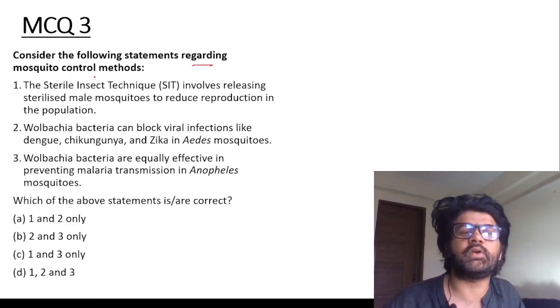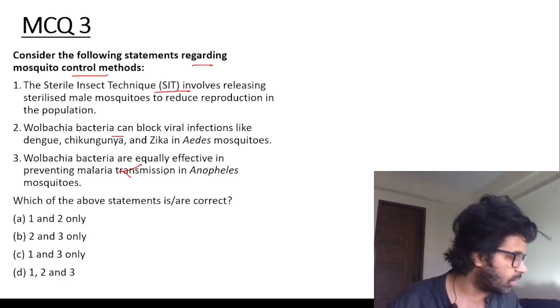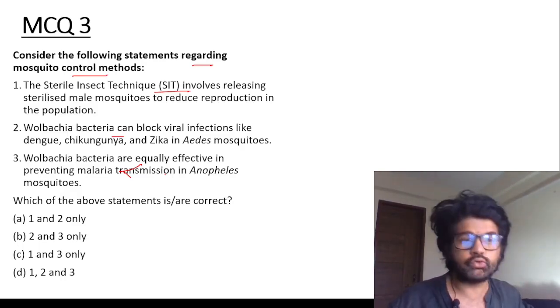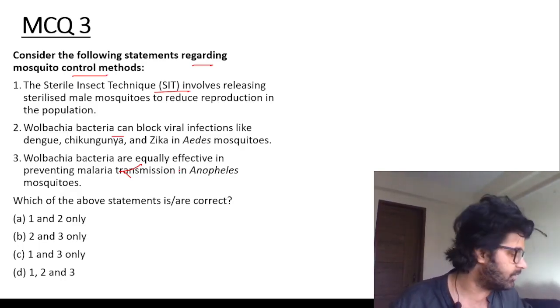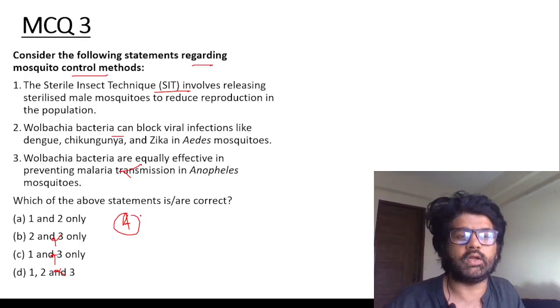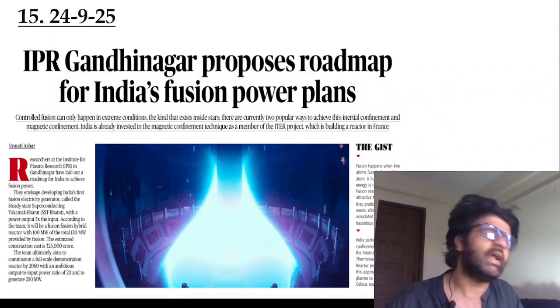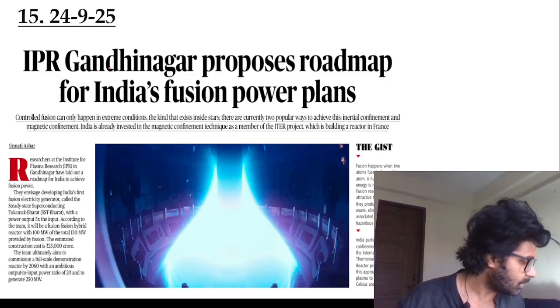MCQ 3: Consider the following statements regarding mosquito control methods. SIT and Wolbachia bacteria work equally. So we know the third is wrong. And you can pause me whenever you see these questions and try to solve them on your own. So the third is wrong, right? If the third is wrong, you eliminate it, and you get answer A, 1 and 2 only. Very good. Tricky article. Again, science and tech is basically tricky. You cannot do anything about it; you just should study a lot.